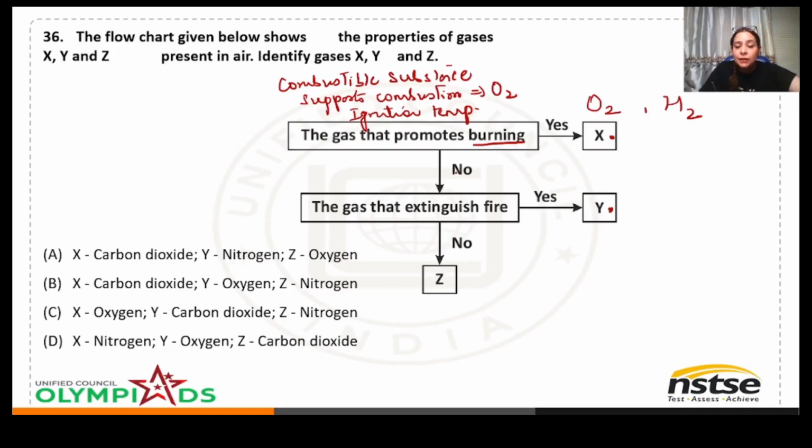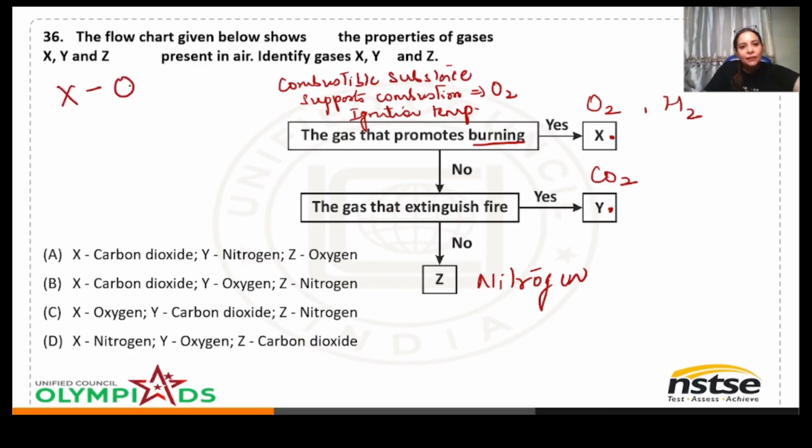A gas which doesn't support burning but extinguishes fire means it cuts off the supply of the supporter, and hence the fire gets extinguished. It can be CO2, carbon dioxide. And a gas which neither supports burning nor extinguishes fire could be nitrogen. So that means for X, if I look at the options, we have just oxygen, nitrogen and carbon dioxide.